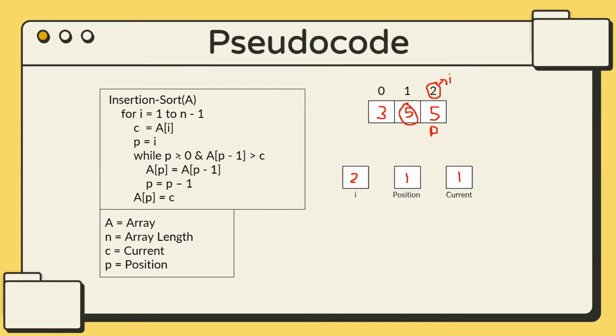Is the position still greater than 0 and the array P minus 1 still greater than the current number? If it's correct, we'll continue to the loop, which is A[P] will be replaced by A[P minus 1]. So this 5 will be replaced with 3. And P will be minus 1. So this is 0. Sorry.